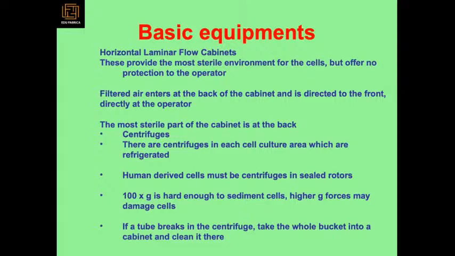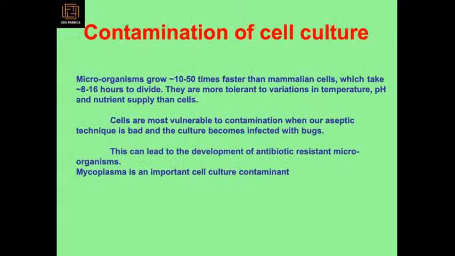So some basic equipment: we need horizontal laminar flow cabinets, which provide a sterile environment for the cells, but offer no protection to the operator working at the bench. Filtered air enters at the back of the cabinet and is directed to the front, directly toward the operator. Further, your centrifuge has to be sterile. Human-derived cells must be centrifuged too. So things have to be taken care of very carefully before doing experiments.